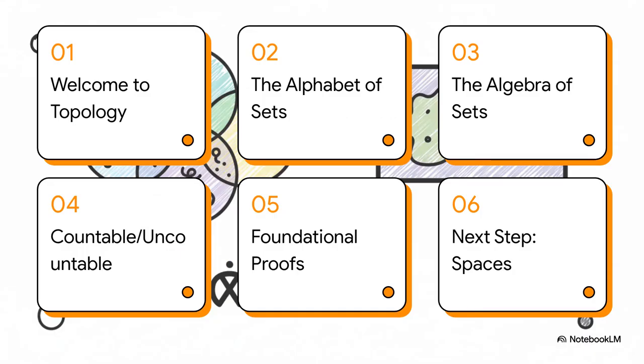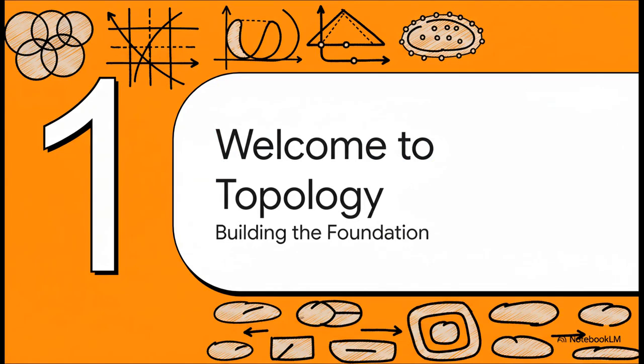So here's the game plan for today. We're going to start with the absolute basics, the alphabet of sets. Then we'll dive into this pretty mind-bending idea of different sized infinities. And finally, we'll take our new tools and use them to prove some really foundational stuff. It's all about getting our toolkit ready for the adventures ahead. Okay, let's get into it.